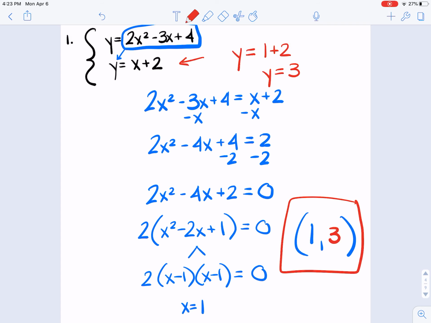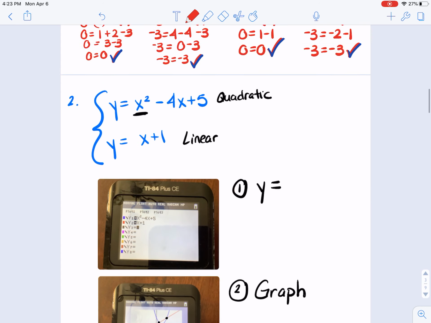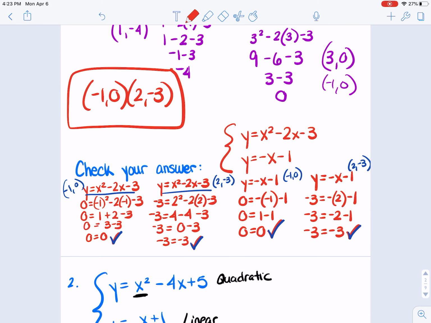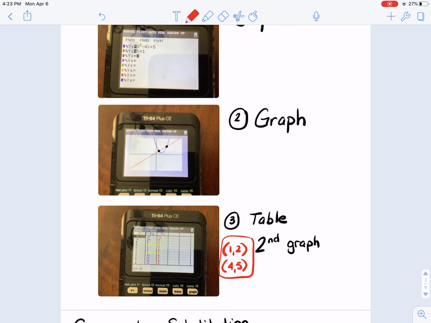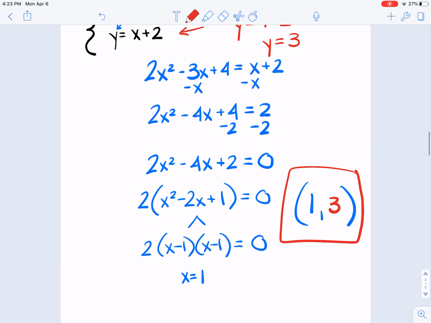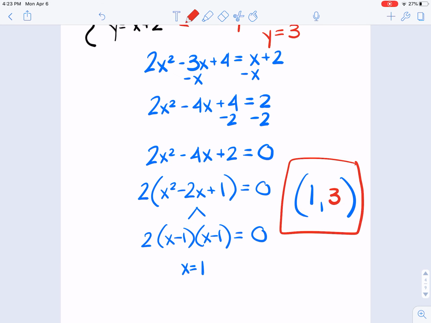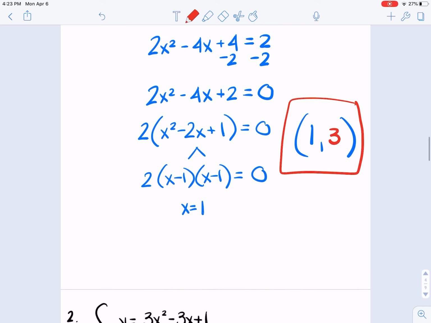So now you could check yourself. Do you want to check yourself this way? It wouldn't be as long because I'm only checking one point. So I could plug it into each of the two equations. Or do you want to use the graphing calculator in order to plot the two equations and look for the one significant point? You can pick whichever way you want to check your answer. If you have time, that's how you can check your answer.